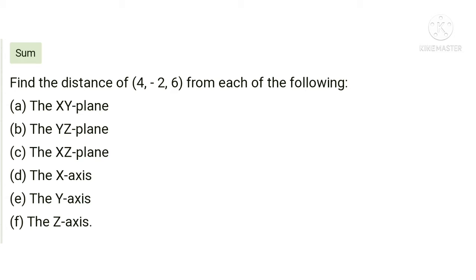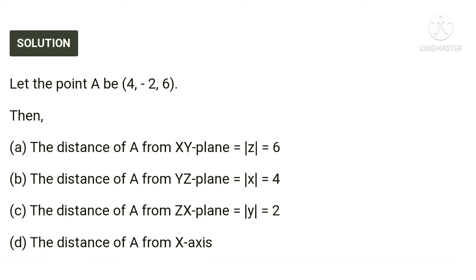See next question, question number 8. Find the distance of the point (4, -2, 6) from each of the following: first the xy plane, second the yz plane, third the xz plane, fourth the x-axis, fifth the y-axis, and sixth the z-axis. We have to find the distance of this point from these. So let the point be A, which we suppose as (4, -2, 6).